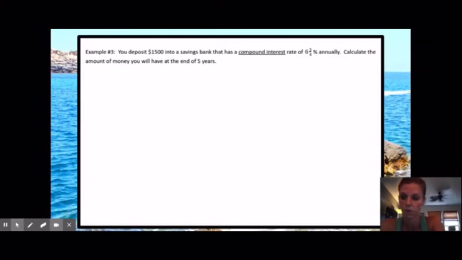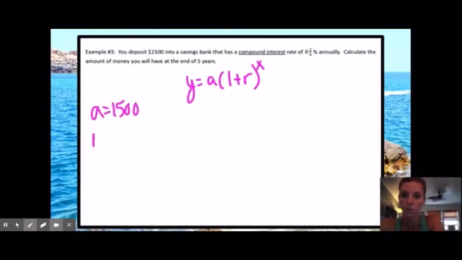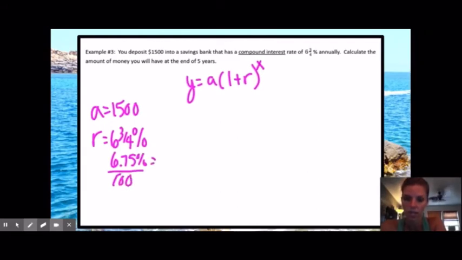So again, this is growth. Y equals A, 1 plus R raised to the X. A is the money, so you put in 1,500. R is the percent, so that's 6 3/4%. Now remember, when we started, I said you should first put that as a decimal. So 3/4 is the same thing as 0.75, so this is 6.75%. You're going to divide that by 100, and you get 0.0675. So that's the number you'll use. That's the R you want to use in your formula.